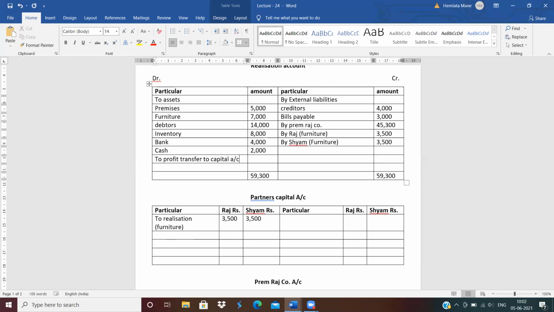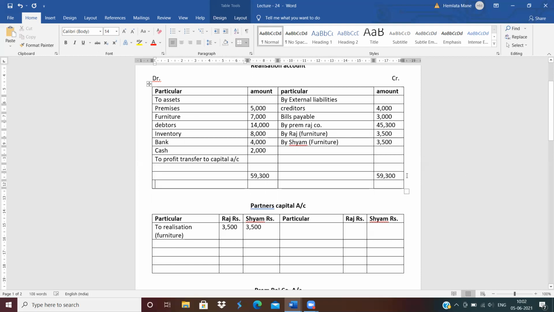Capital account. Okay, who are the partners? There are two partners in the business: Raj and Sham. So distribute the amounts between Raj and Sham. See how much the profit is. Profit is distributed between two partners. How much is the profit?